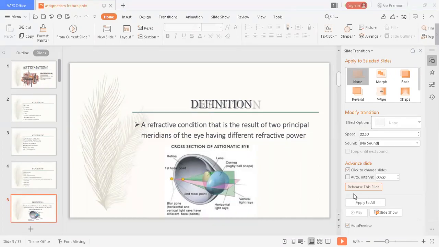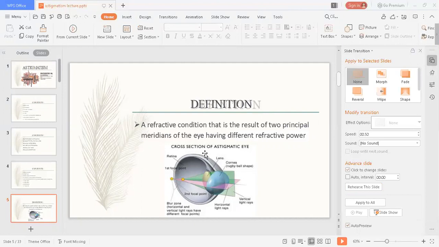The rays refracted by the vertical meridian will be focused at a different point, and the rays refracted by the horizontal meridian will be focused at a different point. So there are two focal points. This is the first focal point and this is the second focal point, and this is the blurred line. This is because there is a difference between the two principal meridia. So that is astigmatism basically.